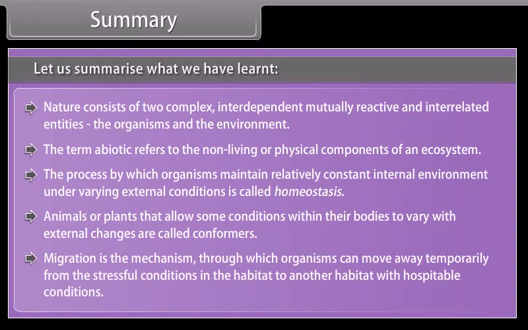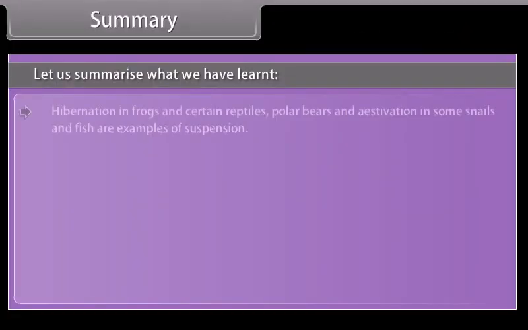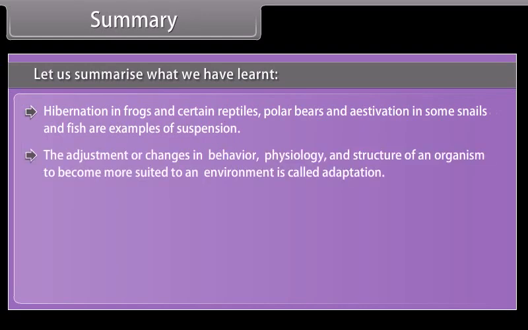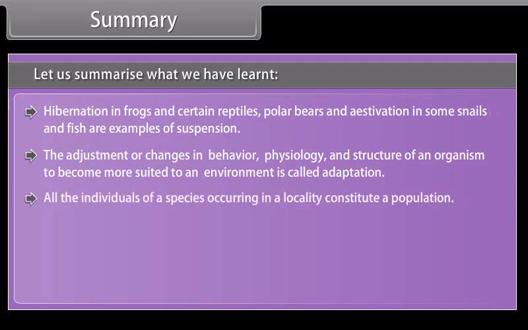Migration is the mechanism through which organisms can move away temporarily from the stressful conditions in the habitat to another habitat with hospitable conditions. Hibernation in frogs and certain reptiles and polar bears, and estivation in some snails and fish, are examples of suspension. The adjustment or changes in behavior, physiology, and structure of an organism to become more suited to an environment is called adaptation. All the individuals of a species occurring in a locality constitute a population.